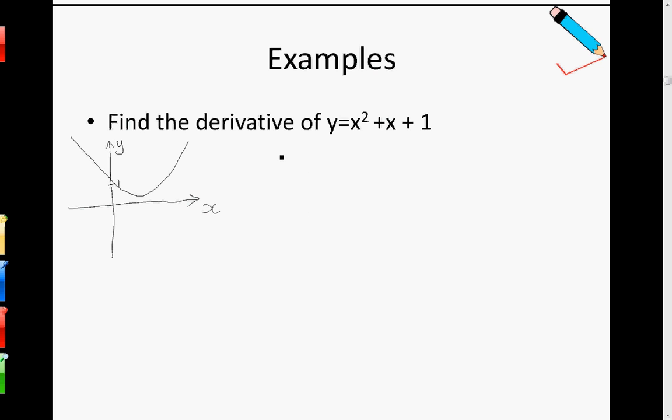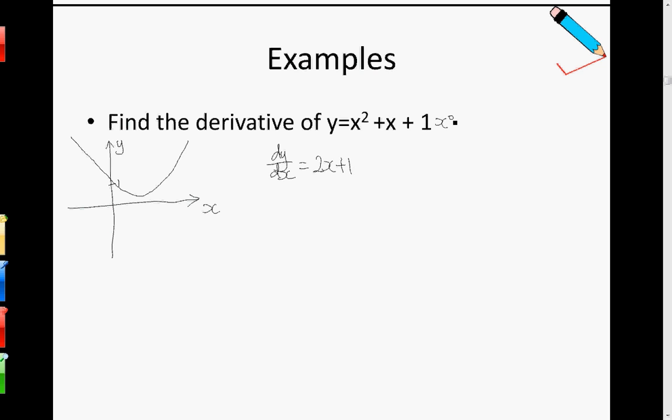To find the dy dx, I will have to do it for each term. Take note this 1 here is actually 1 times x to the power of 0. So I can differentiate it term by term. x squared after differentiating, the coefficient is 1, bring down the power to get 2x. And x after differentiating is just 1.